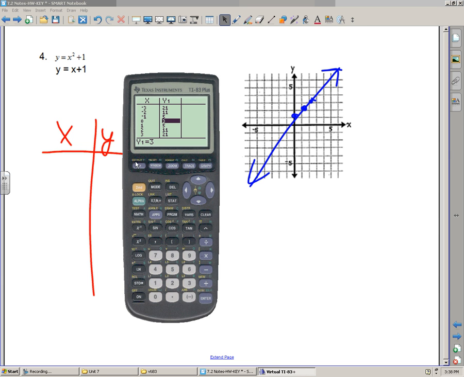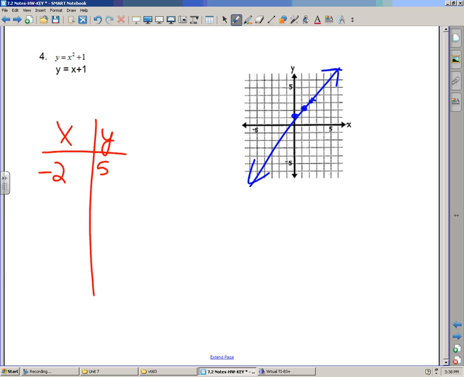So then we're going to go to y equals, and we're going to type in x squared plus 1. And we're going to graph it. We're going to pull out our table of values. We're going to try to find that vertex, which looks like it's right here at 0, 1. So we're going to take the points around it, and we're going to plot, in this case, negative 2, 5, negative 1, 2, 0, 1, 1, 2, 2, 5.